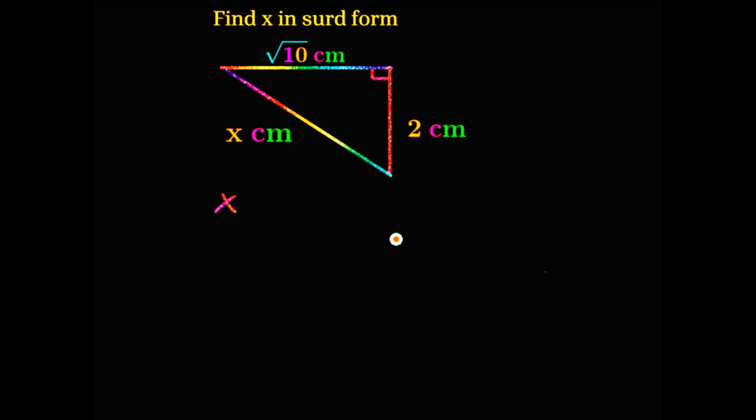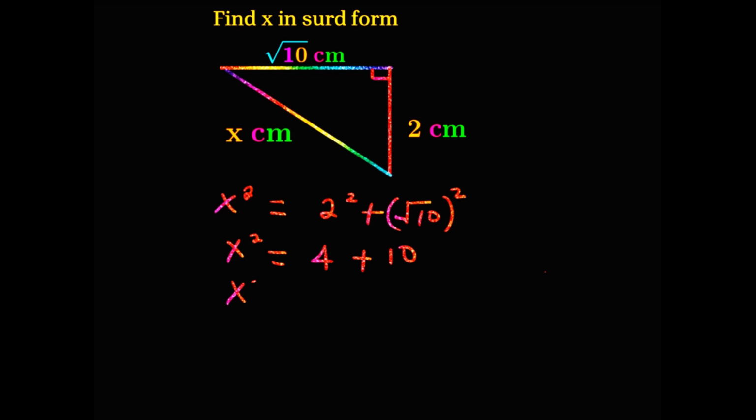So the hypotenuse in this case is x squared, and that should be the same as the base squared, which is 2, plus the height squared. So the height in this case we take to be root 10, and we square those. So we're going to have x squared is equal to 2 squared, which is 4, plus root 10 squared, which is 10. So that x squared is equal to 14.